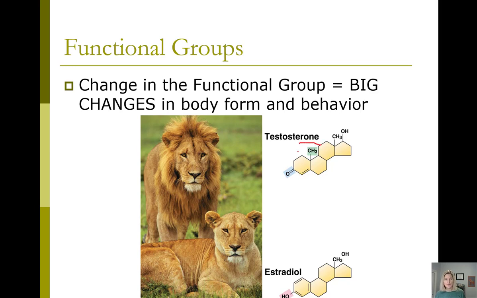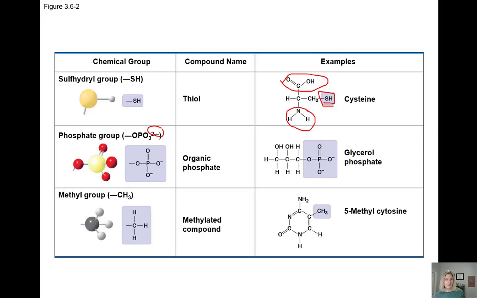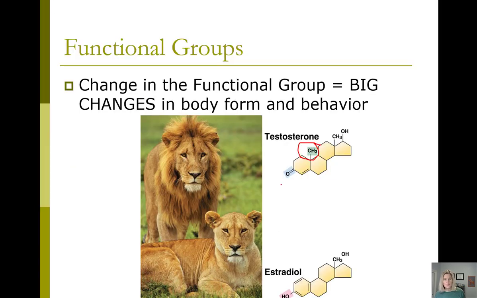So what functional group was this? A carbon and three hydrogens attached to the carbon chain. That was a methyl group. What was the double bond to the oxygen? That's a carbonyl group. So testosterone has a methyl group and a carbonyl group attached to the hormone structure, whereas estrogen only has that hydroxyl group. It doesn't have the other two.